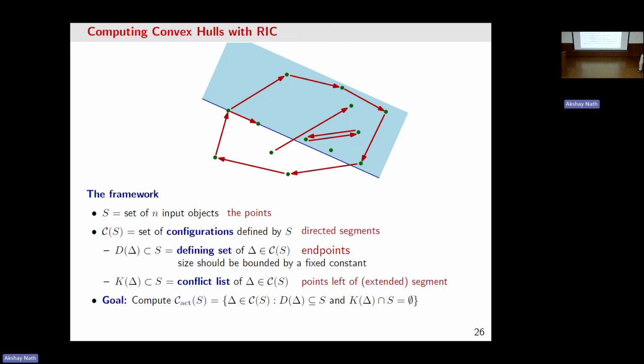You could also say that they're half spaces, yeah. But I like to think about it as directed line segments, and then the conflict list is: the directed line segment defines a half space, and the points in that are the ones you want.